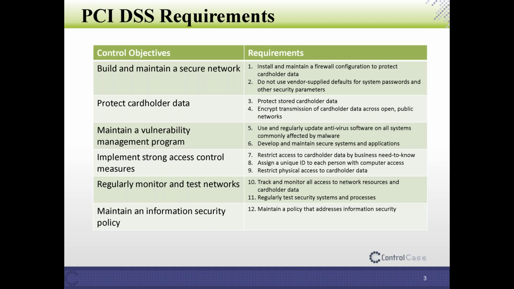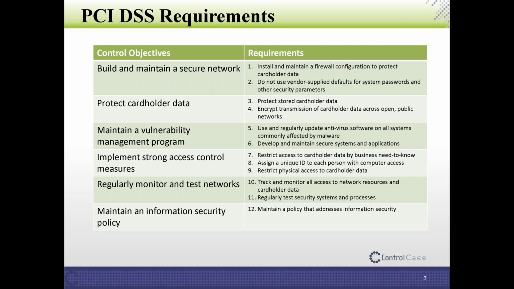PCI DSS requirements span across 12 requirements along 6 main areas. One is around building and maintaining a secure network, things like firewalls and configurations. Number 2 is protecting cardholder data, both in storage as well as transmission, which talks about things like encryption. Third is maintaining a vulnerability management program, which includes things like anti-malware and ensuring that applications are developed taking into account OWASP vulnerabilities and other application vulnerabilities that may exist out there.